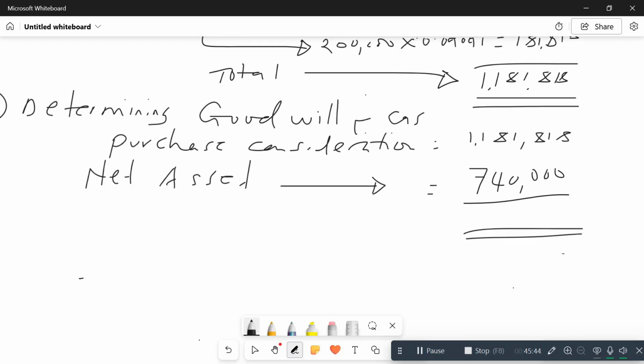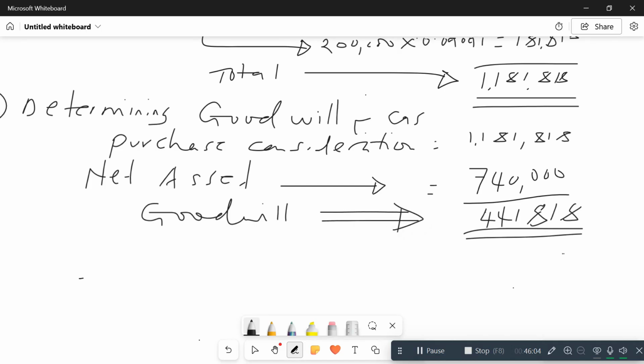1,181,818 minus 740,000 takes us to 418,18. Think about this. This takes us to what we call goodwill. We are saying the difference between the purchase consideration and net assets. Now you see the importance of our first two steps. Because if we did not have net asset, remember at step 2 we did the net asset summary. That's where I have picked this 740. And in step 3 I did purchase consideration. Meaning without step 2 and 3, you can't do step 4 for goodwill. Let's try to follow this.